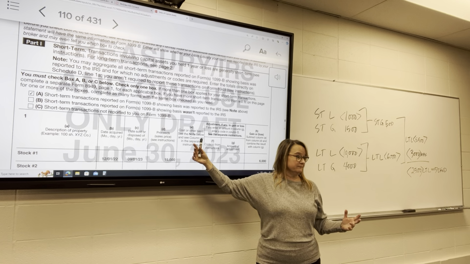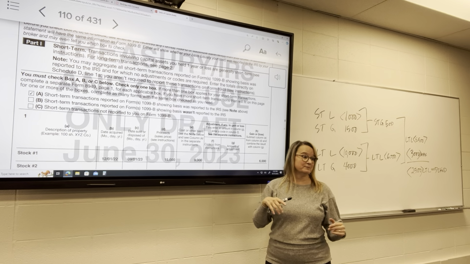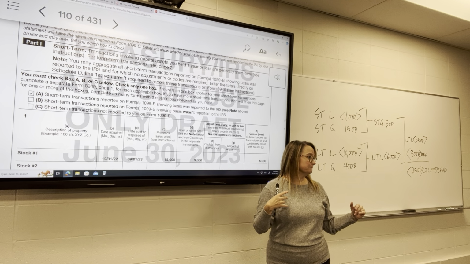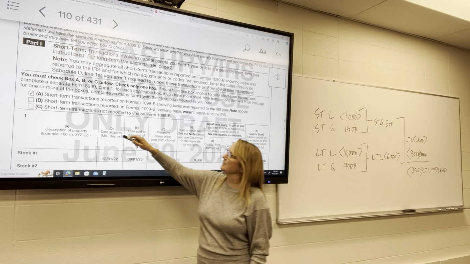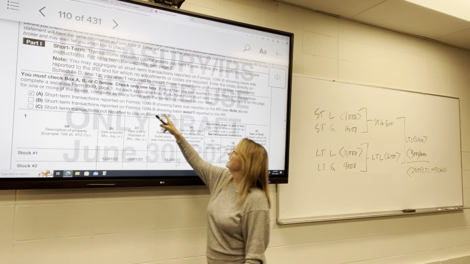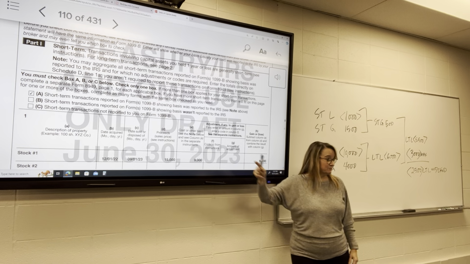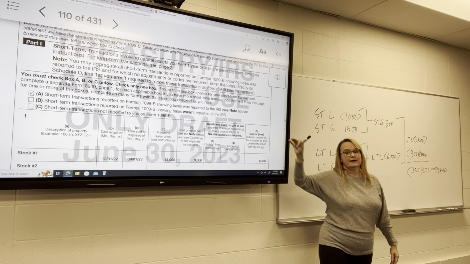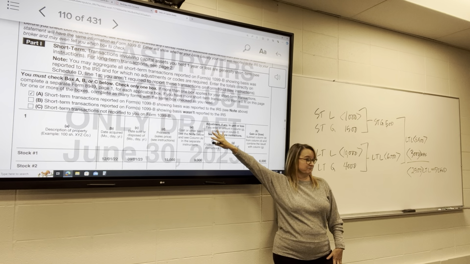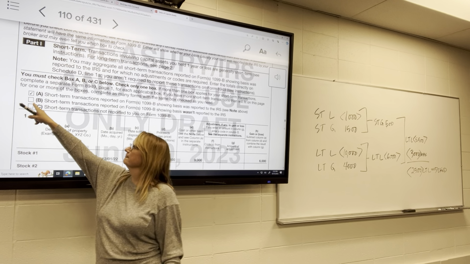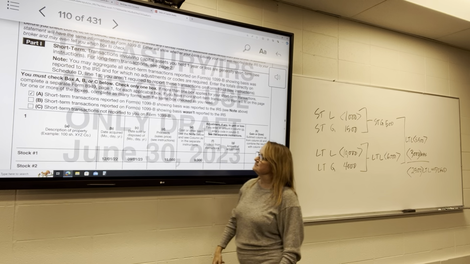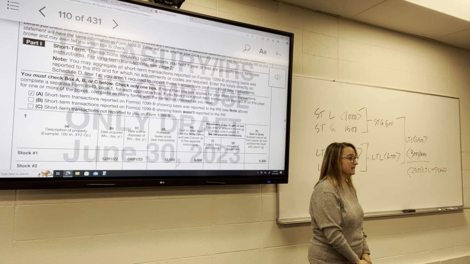Maybe you just had one, and that means only one item is going to be reported on this form. But you had several other sales. Well, maybe you had short-term transactions reported on 1099-B, but the basis wasn't reported to the IRS. Now you're going to need a separate 8949 for all of those transactions, and then that box will be checked: short-term transactions not reported on a 1099-B.